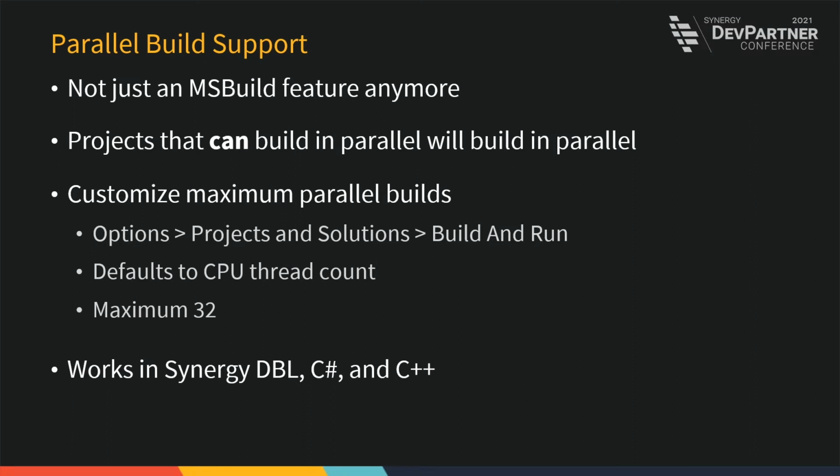If you head over to the options dialog, hit the Projects and Solutions category and look at the Build and Run page, there's a box at the top for specifying how many builds you want to allow to happen. This number will default to the count of CPU threads that Visual Studio detects on your system. The maximum value, according to Microsoft documentation, is 32 concurrent builds. I haven't tested that upper limit, so if you have a 64 or 128 core machine on hand, let me know how it goes.